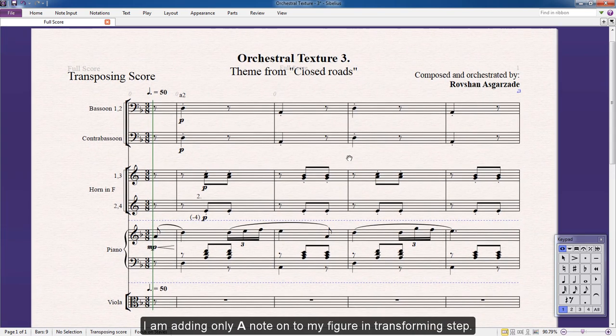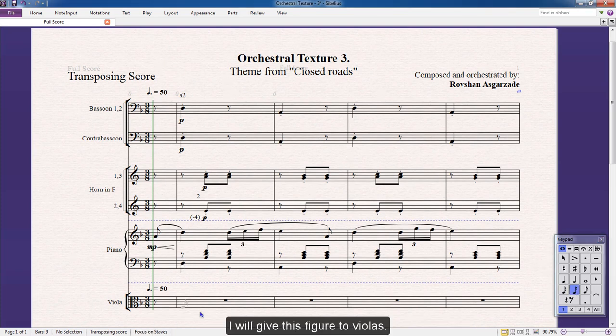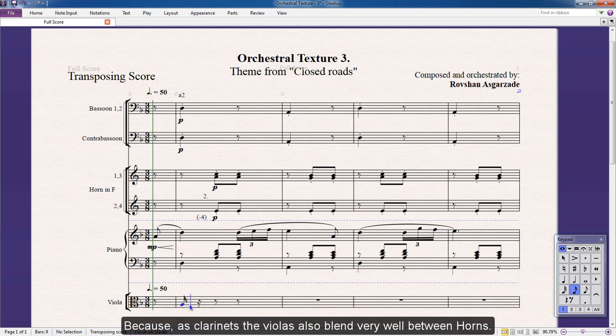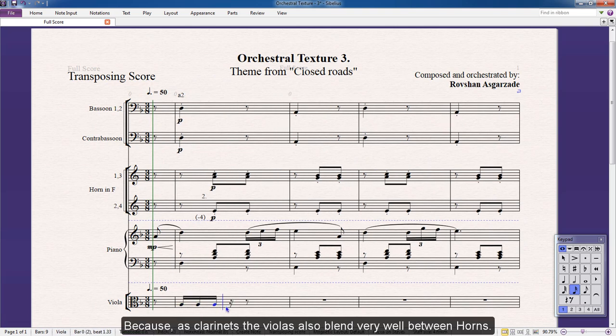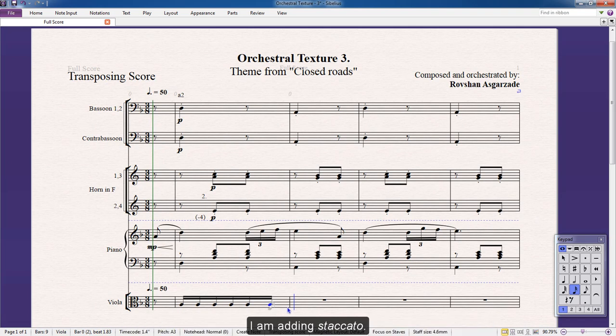I'm adding only the A note onto my figure in the transforming step. I will give this figure to violas, because like clarinets, the violas also blend very well between horns. I'm adding staccato. The dynamic marking is piano.